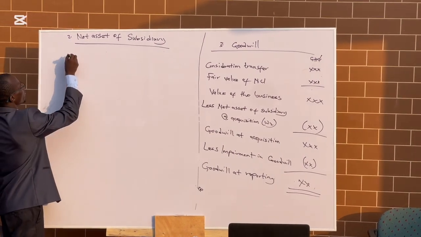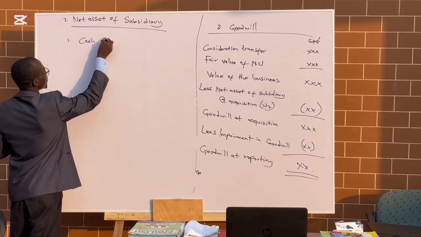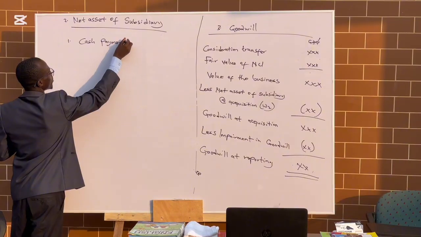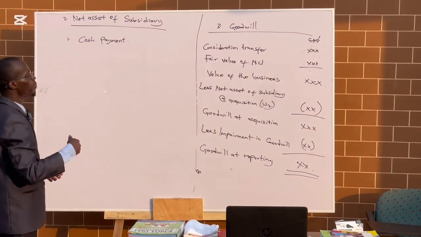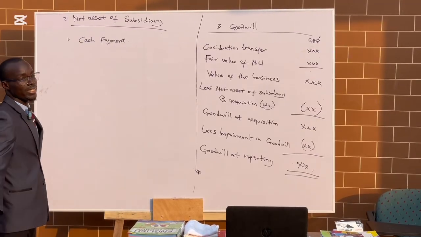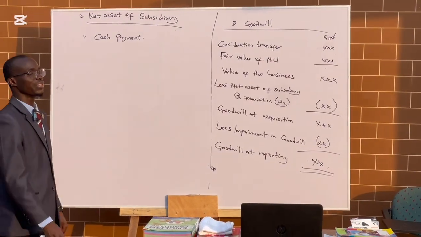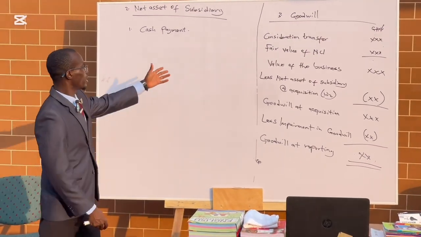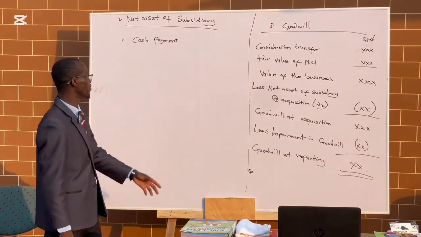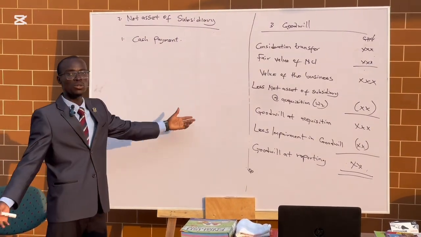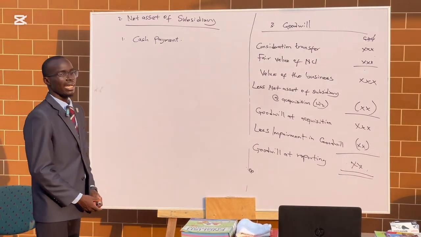So, 1, cash payment. Cash payment is one of the ways that a parent can make payment to the subsidiary. That one will be stated directly in the question. The parent has paid, let's say, 40,000 Ghana cedis to acquire a particular number of shares. When you pick that figure, you don't need to do any adjustment on it. You pick it directly.